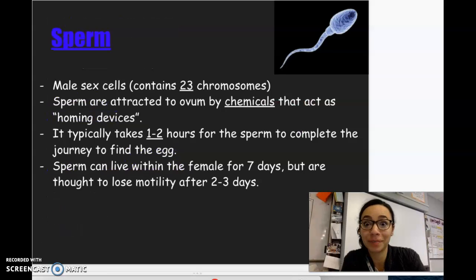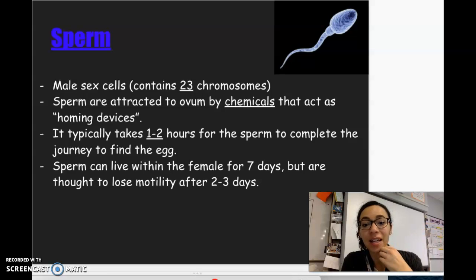Let's talk about sperm. So sperm are the male sex cells. They contain 23 chromosomes, right? That's half the number of chromosomes needed to make a full human. They're attracted to the ovum by chemicals that act as homing devices, which is pretty amazing. Like, how do they find this one little cell finds its way all the way to the egg?